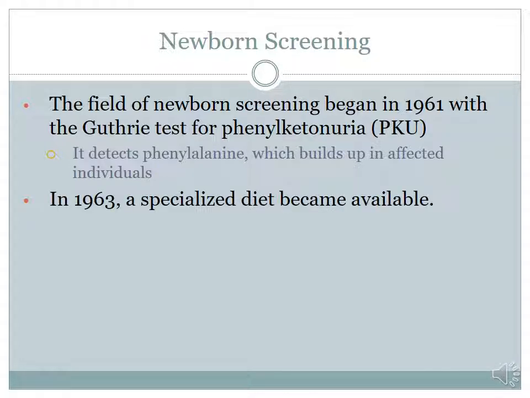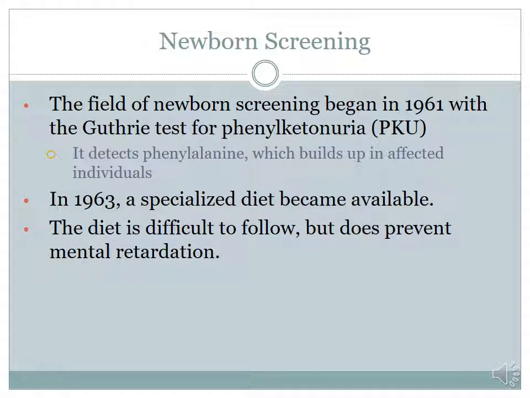In 1963, a specialized diet became available, and as we talk about this diet in a few of your other classes, you'll see that it's a difficult one to follow. It's easier when the children are little and you can watch everything that they're eating, but as they get older, it's much more difficult. And the diet does prevent mental retardation. So prior to 1963, we had no way to be able to feed these children until this diet was introduced.